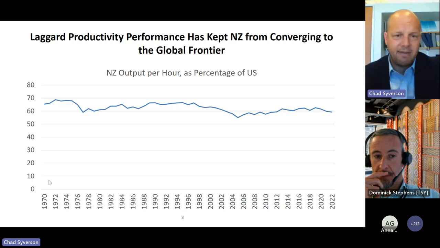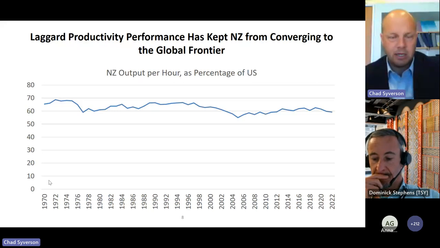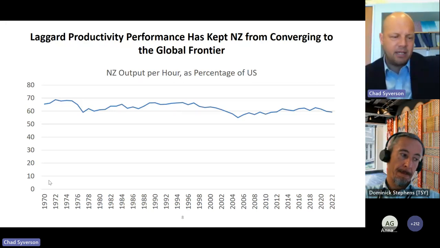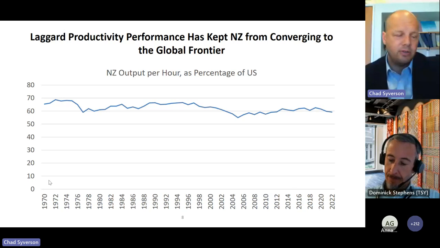In the early 1970s, the typical New Zealand worker was producing an output per hour in the neighborhood of about two-thirds of what the average US worker was doing. And basically, that's about the same as it is now. In fact, it's a tiny bit lower. So what we haven't seen is a pattern of convergence of New Zealand towards the frontier. We'd like to see that, and you might think you could see that if best practices can diffuse throughout the world economy, but we can see with 50 years of history that process hasn't really taken hold in New Zealand.